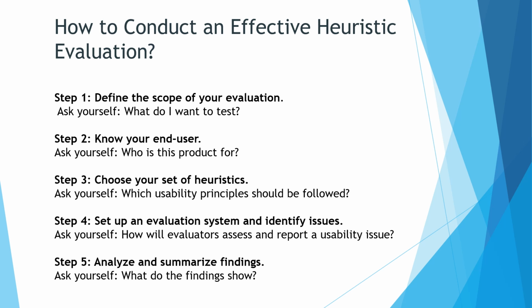Step four is to decide how the evaluators will evaluate and report the usability of the product. Now, this could be a simple evaluation system using a severity rating, like critical issue, normal issue, minor issue, good practice, or a traffic light scheme like red, orange, yellow, green. Evaluators should keep track of issues by making detailed notes of where they encounter the issues and how serious they are. And this is going to help organize the design team's backlog later on.